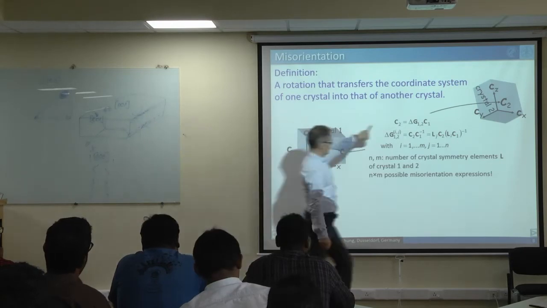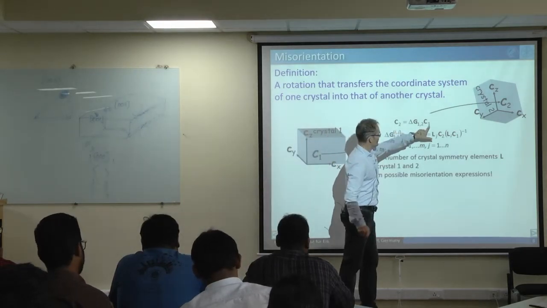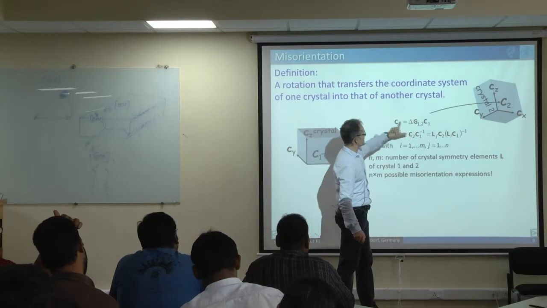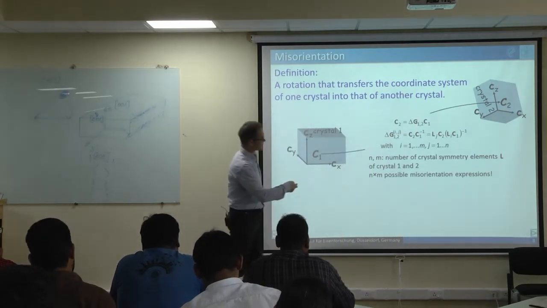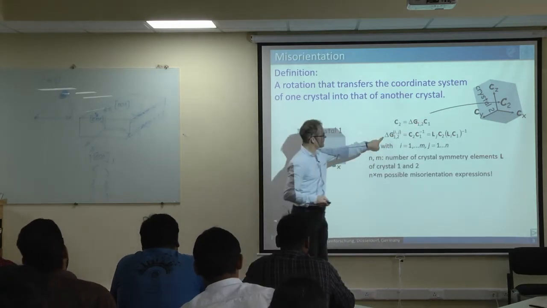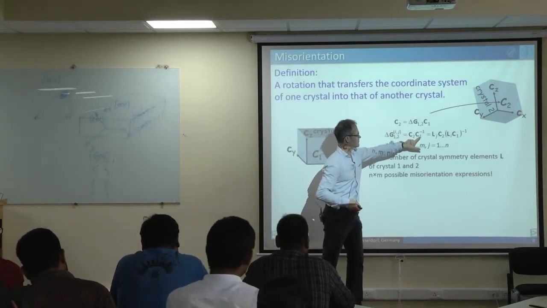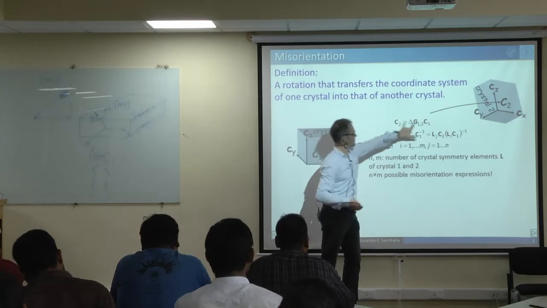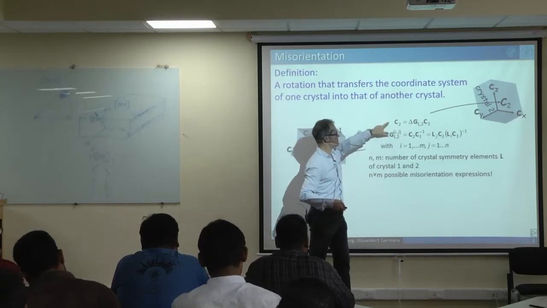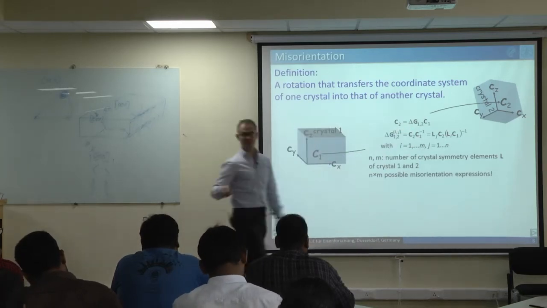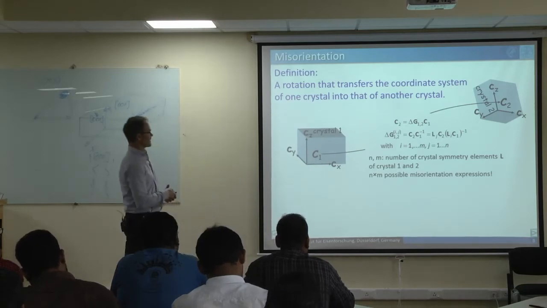So there's one crystal, which is rotated with delta G into the other crystal. Or inversely, you can say the misorientation between these two crystals is the first crystal multiplied with the inverse of the second one. So you just resolve this equation for delta G, because that's the one which we want to measure.